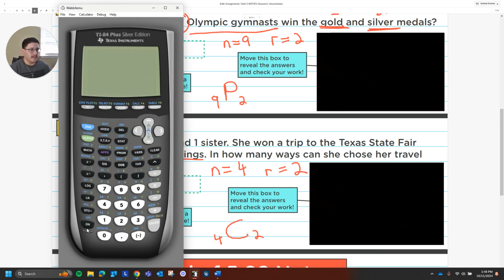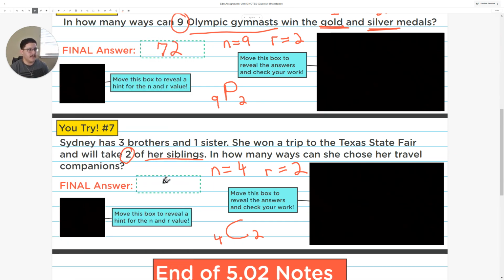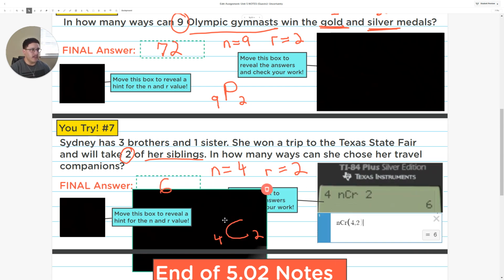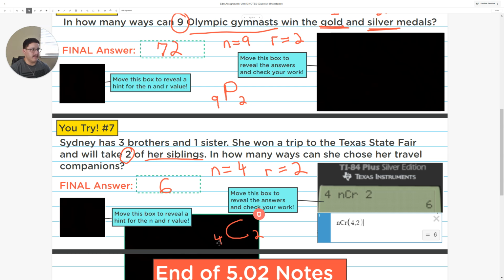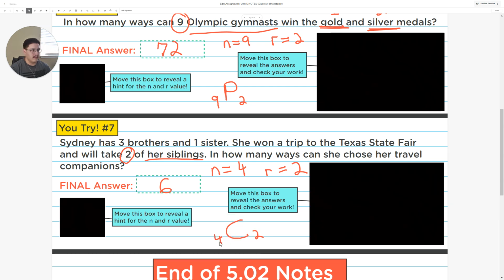Using the TI-84, you're going to type in 4, math, go right to PRB, choose the combination option, hit 2 for the r value, and there. We have 6 different ways of choosing 2 people out of 4 for this road trip. So there's 6 different ways of choosing 2 of her siblings to go on this road trip. And just move this box, and there it is. And that's it for you try number 7.